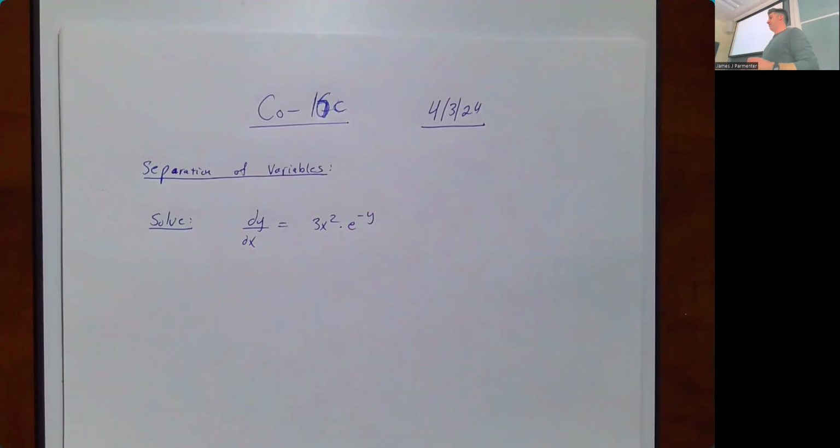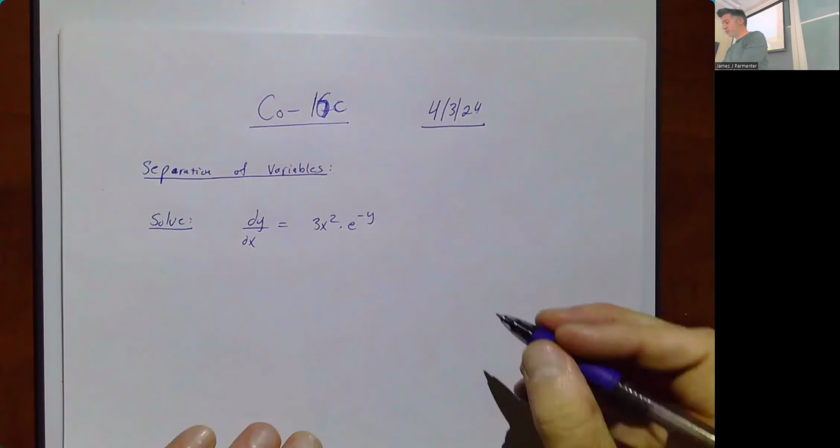So the first thing we have to ask ourselves is, do we think this is separable? And the answer to that question lies in, can we write the right-hand side of this equation as a function of x times a function of y? Or in other words, can we separate the things with the x's from the things with y's? But specifically, we have to be able to write them as being multiplied together.